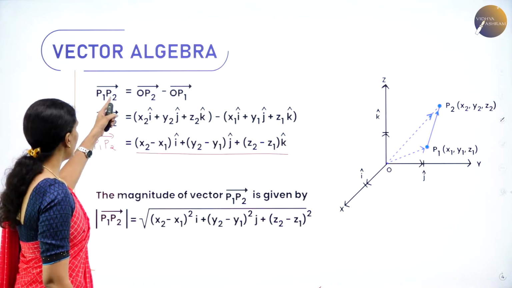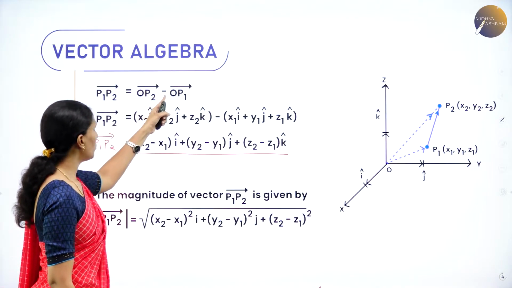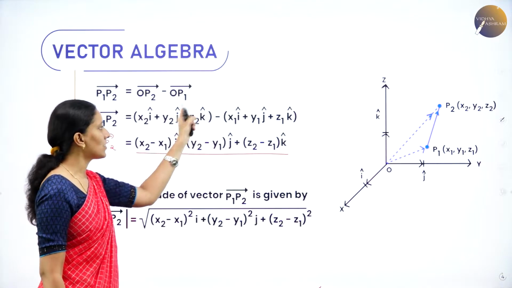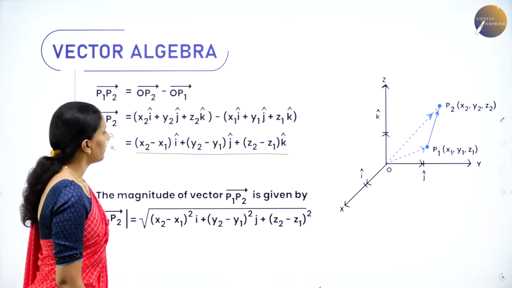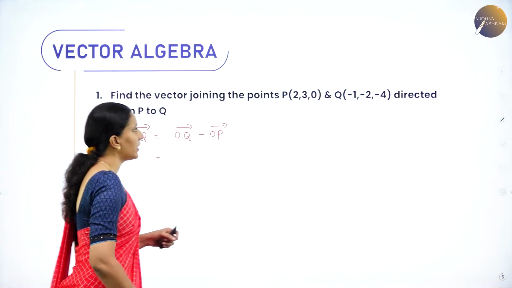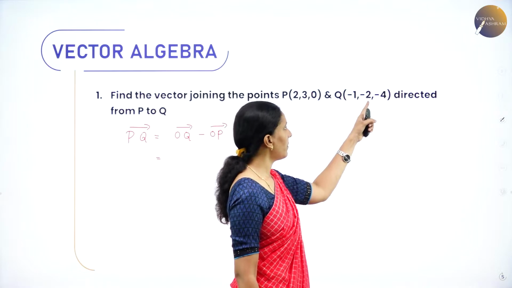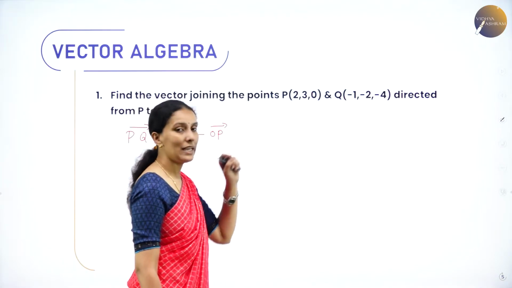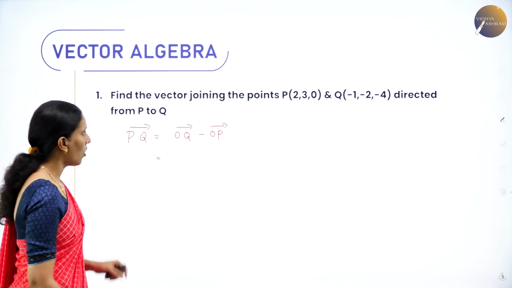Remember here, P1P2 means OP2 minus OP1. So the position vector of the second point has to be subtracted from the first. So now here OQ. What is point Q we have? Minus 1, minus 2, minus 4. What is OP we have? 2, 3, 0. Let us write it in the component form.